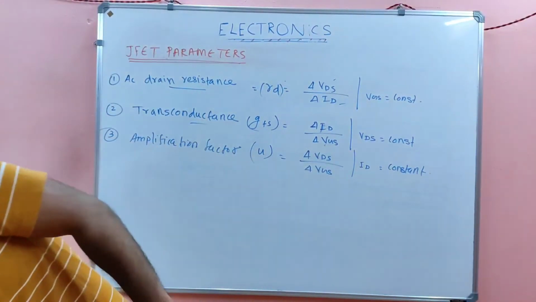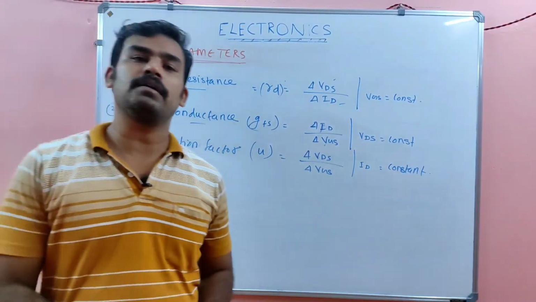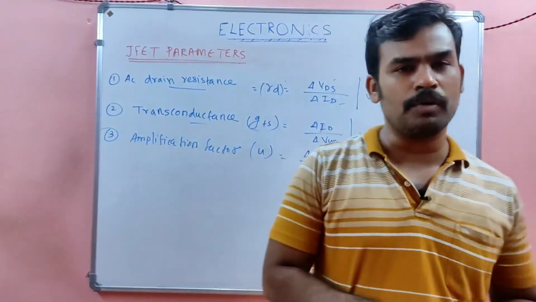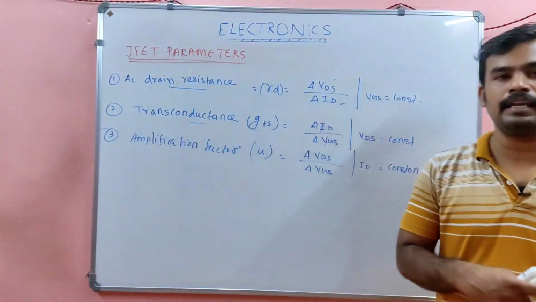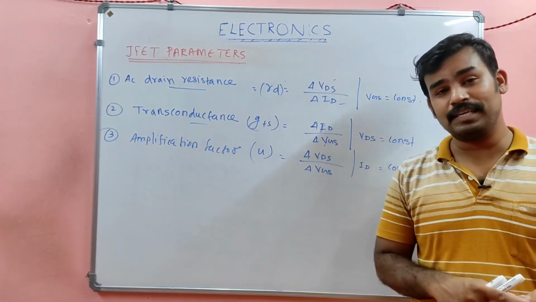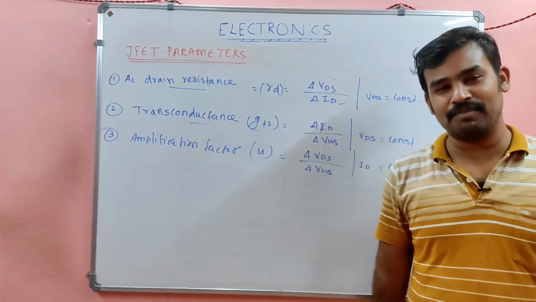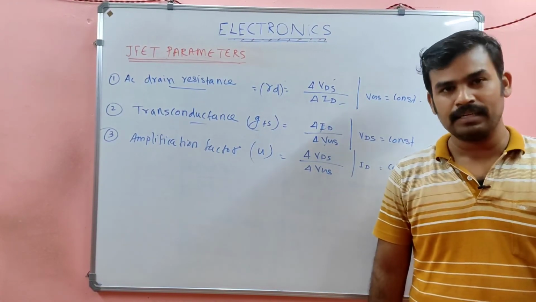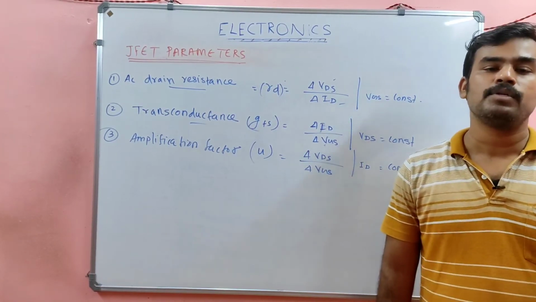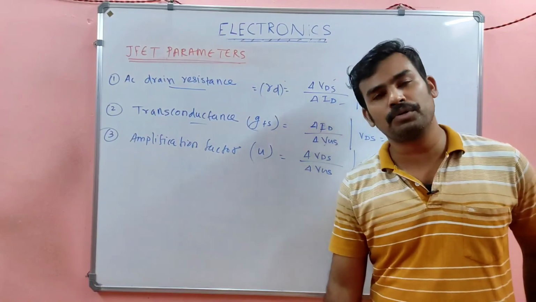So we are going to conclude the JFET. JFET has so many advantages: very high power gain, smaller size, high efficiency, no thermal runaway, high input impedance, and less noise. These are the advantages of the JFET compared to the BJT. Now we are going to wind up the JFET. Next class onwards we will go to MOSFET.